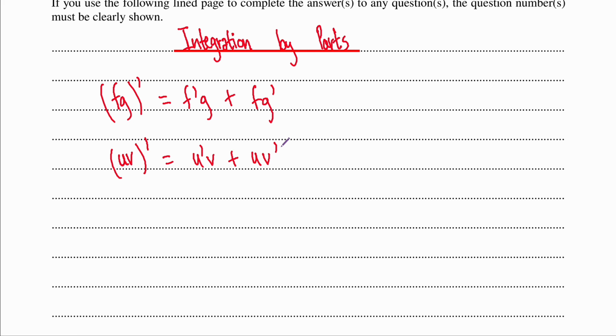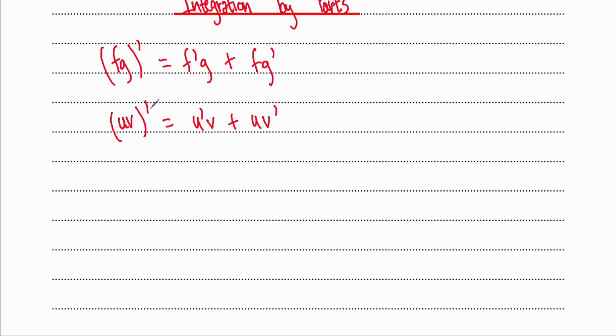Okay, so what can we do? Let's integrate both sides. When you integrate both sides, you integrate this, and you integrate this. Well, integrating (uv)' is like differentiating something and then integrating it. When you do that, you just end up getting the function that you started with. So that's uv. That's equal to, now we leave this how it is, so we write that as the integral of u'v plus the integral of uv'.